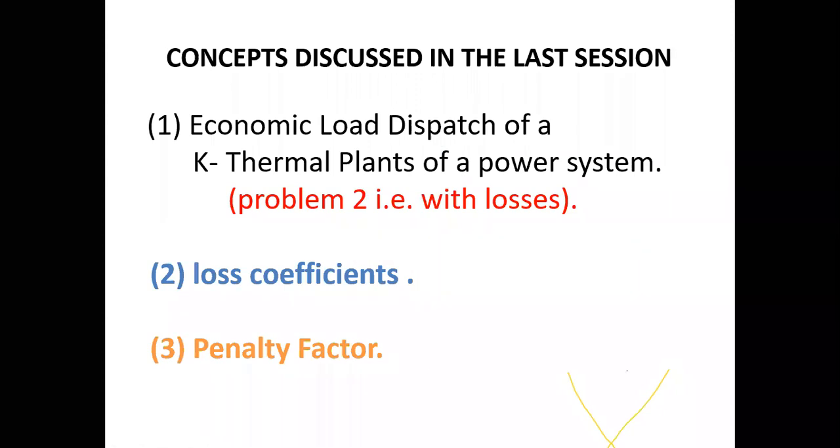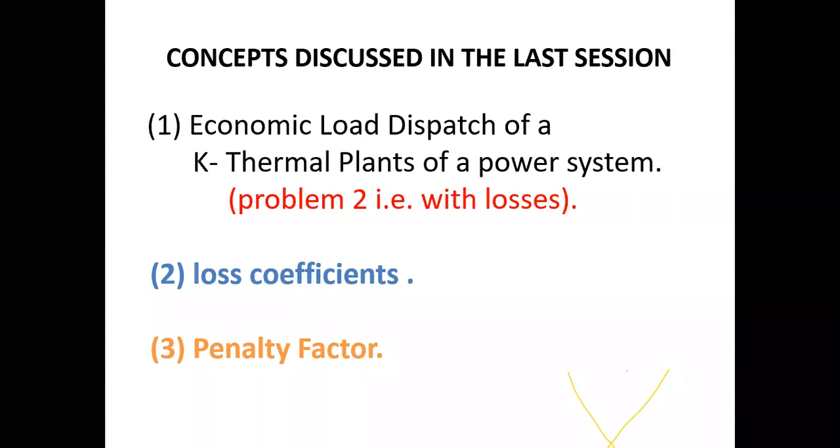In the last class, we have seen three important concepts. The first one is the optimal solution for a given power system consisting of k thermal power plants by considering losses. Here, compared to problem one, one extra parameter came into the picture, that is PL. So with that, in the final condition, we got one more parameter, that is a penalty factor.